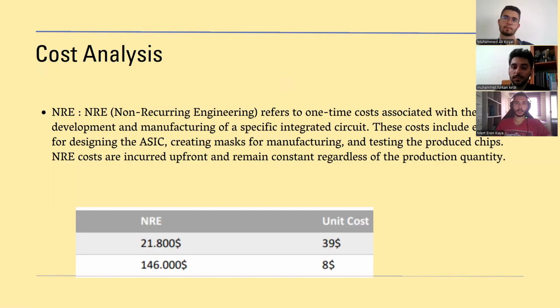In the cost analysis part, we must first learn what NRE means. NRE refers to one-time costs associated with the initial development and manufacturing of a specific integrated circuit. These costs include expenses for designing the ASIC, creating masks for manufacturing, and testing the produced chips. NRE costs are incurred upfront and remain constant regardless of the production quantity.